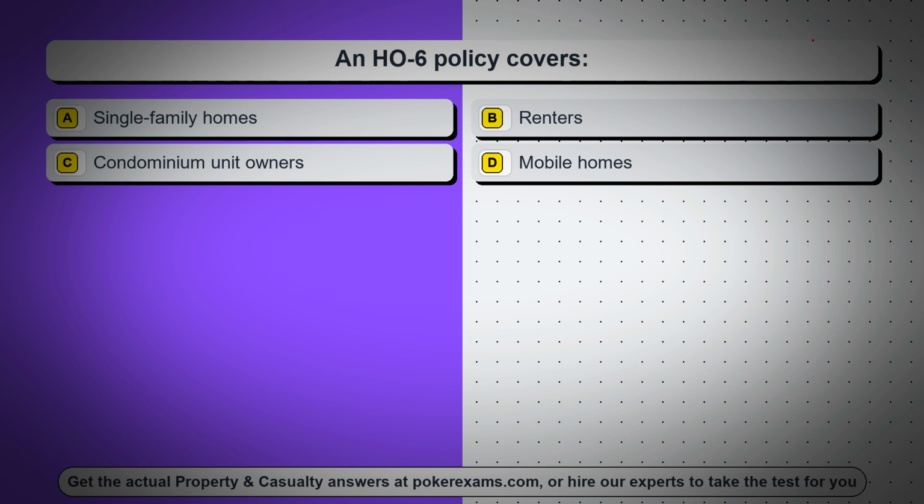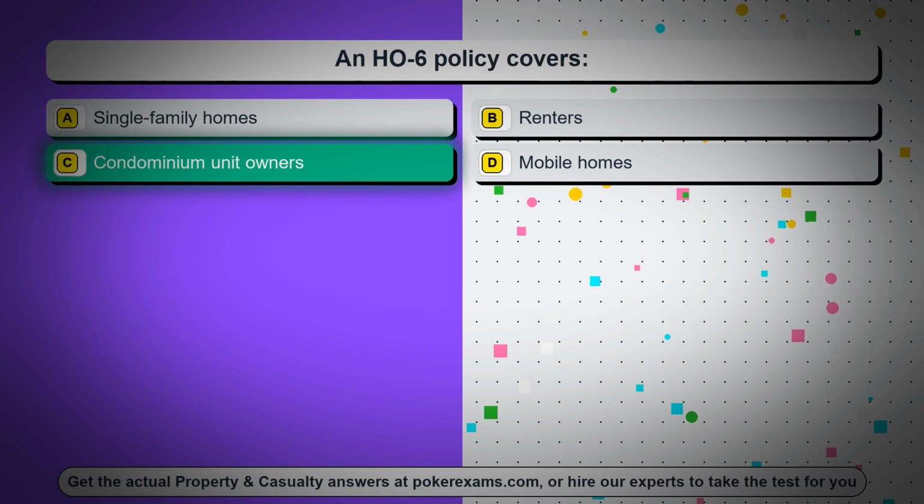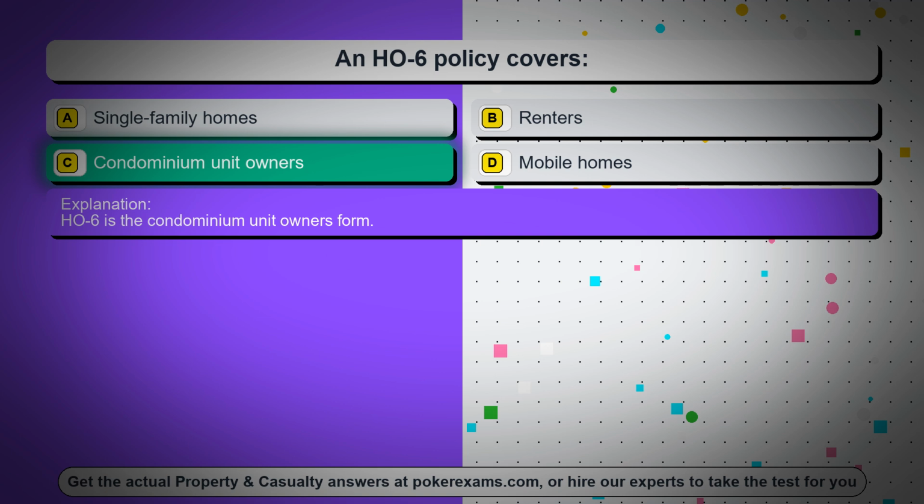Option D, mobile homes. The correct answer is option C, condominium unit owners. HO6 is the condominium unit owners form.